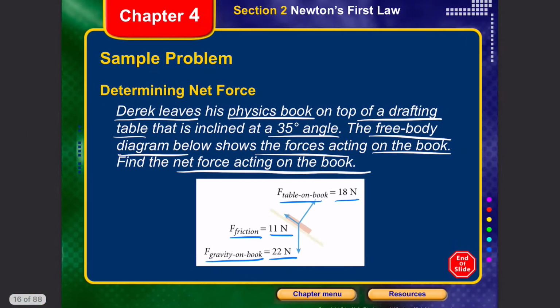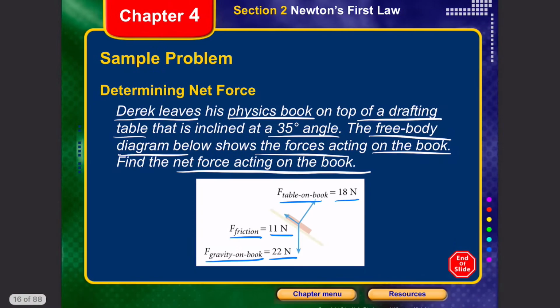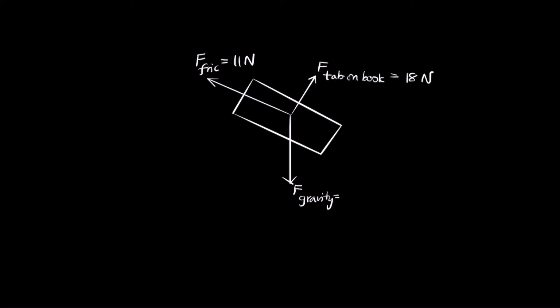So we don't need to calculate any of these, it's already given. The force of the table on the book is 18 Newton, the force of friction is 11, and the force of gravity on the book is 22. So these are the forces now.